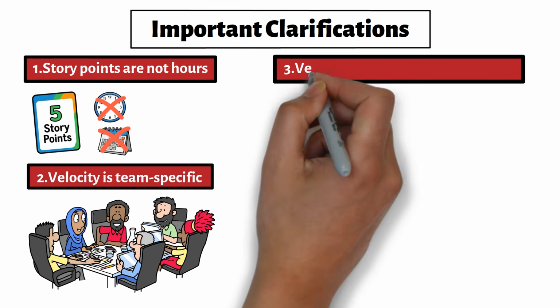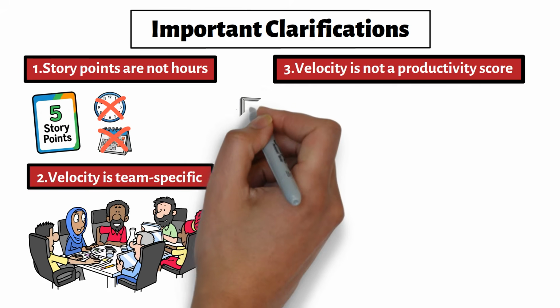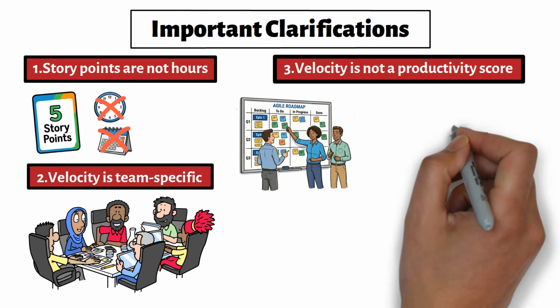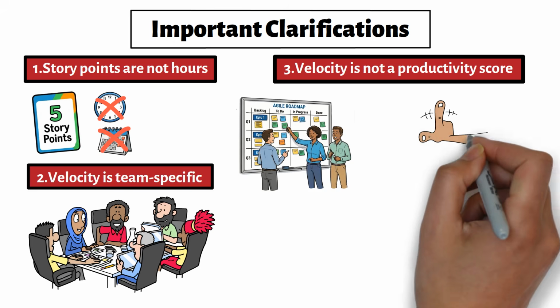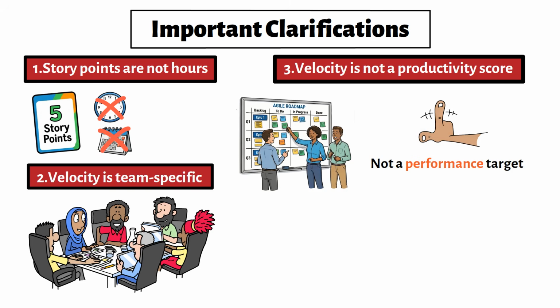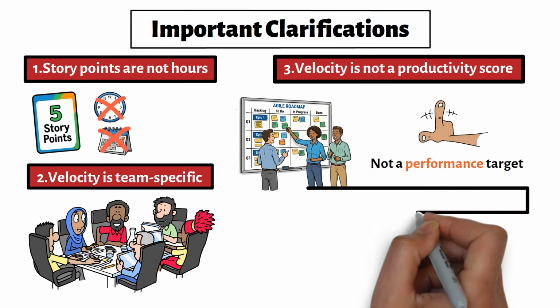Third, velocity is not a productivity score. It should support planning and forecasting. It should not be used to rank individuals or pressure teams to inflate estimates. When velocity becomes a performance target, teams may start gaming the numbers, and the metric becomes less useful.